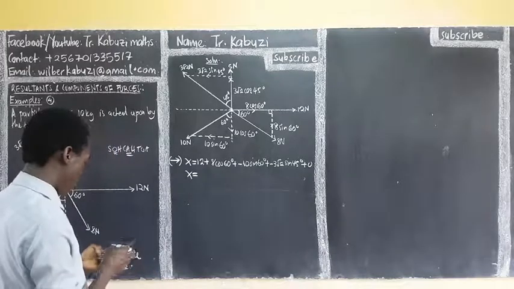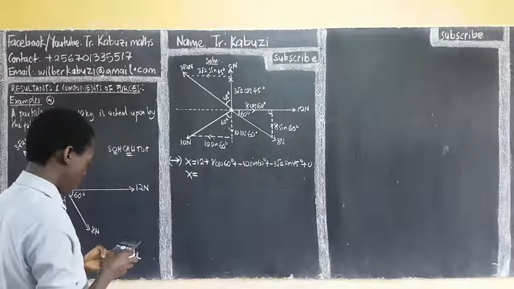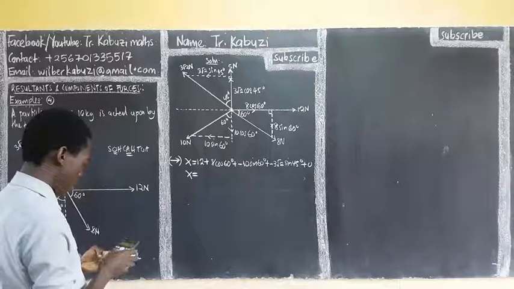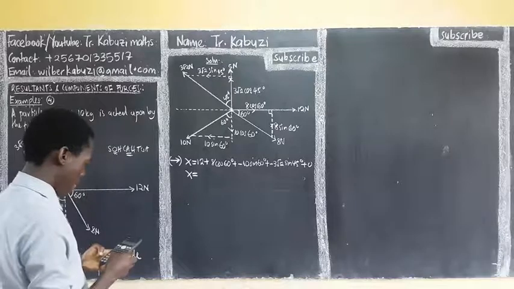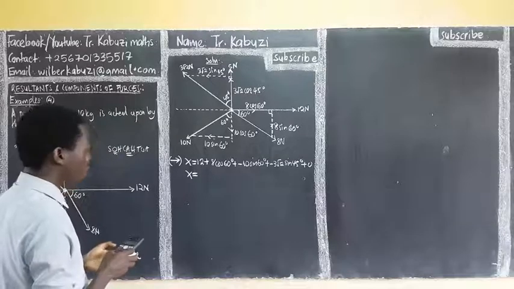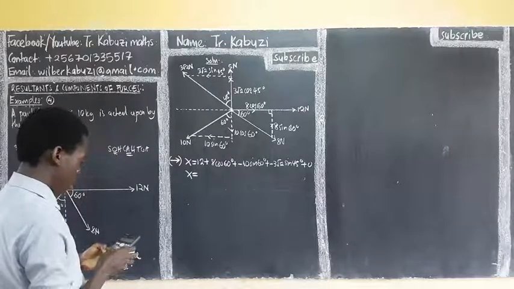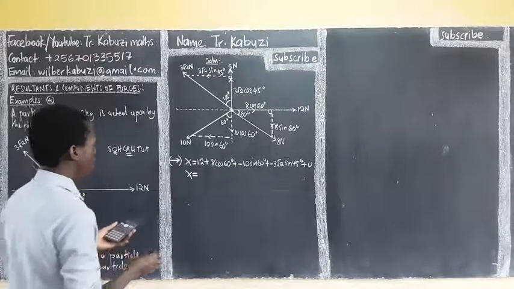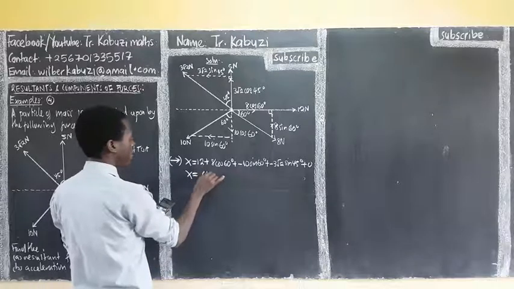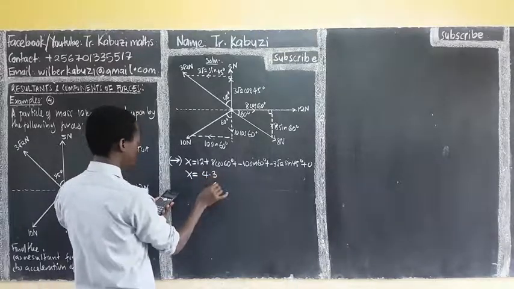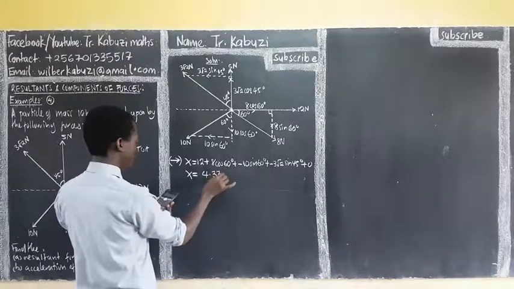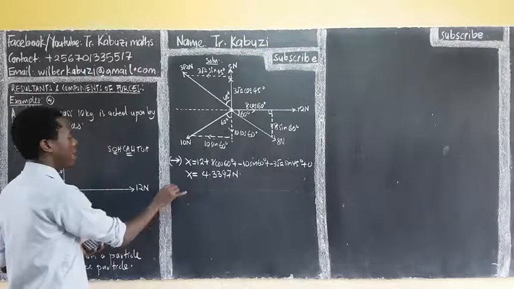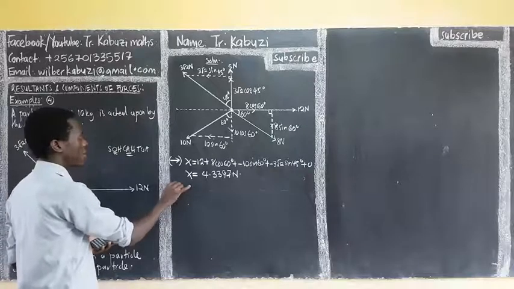So you have 12 plus... the answer I'm getting here is 4.3397. You give 4 decimal places. Okay, now let us resolve vertically.